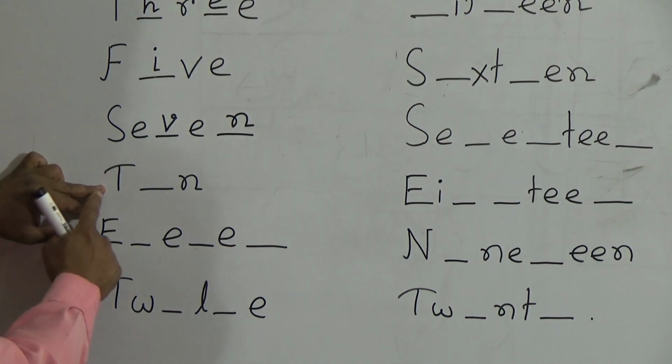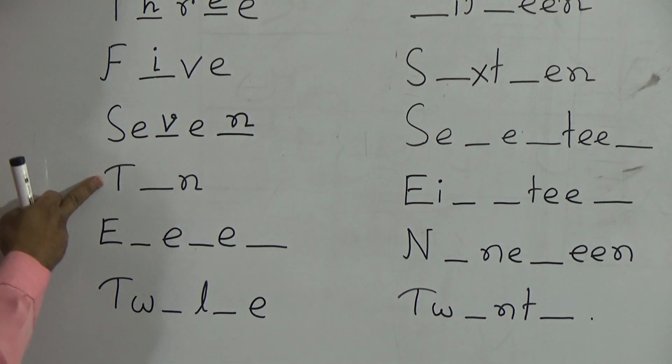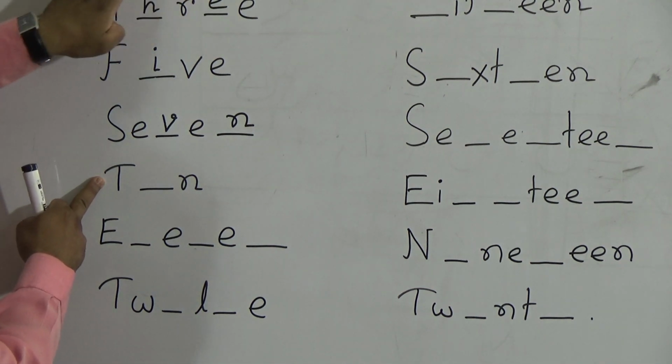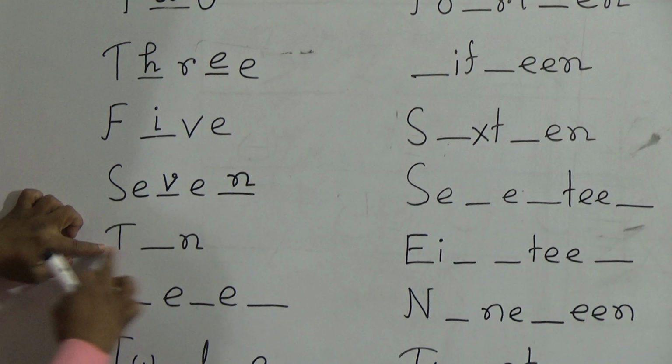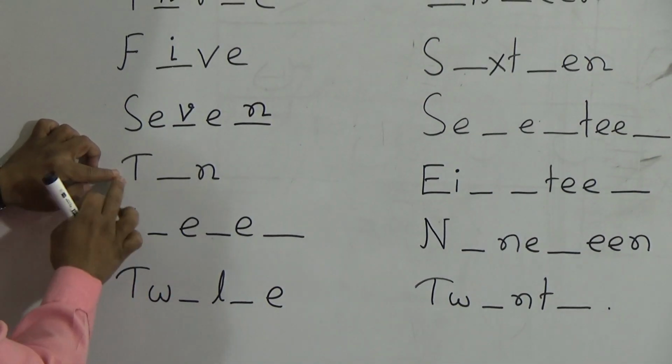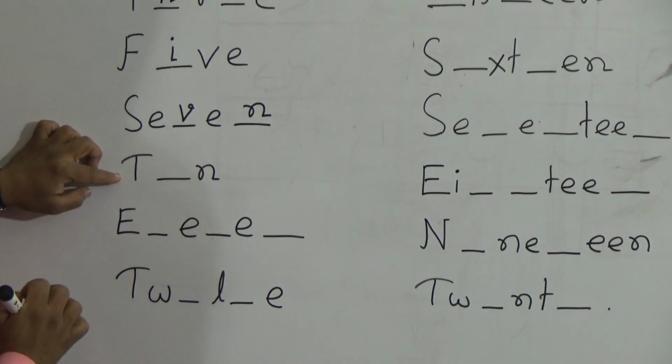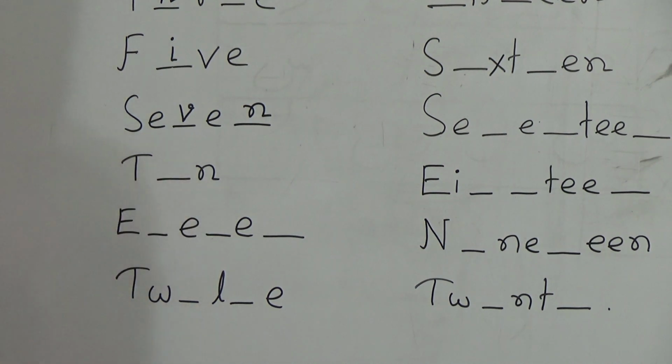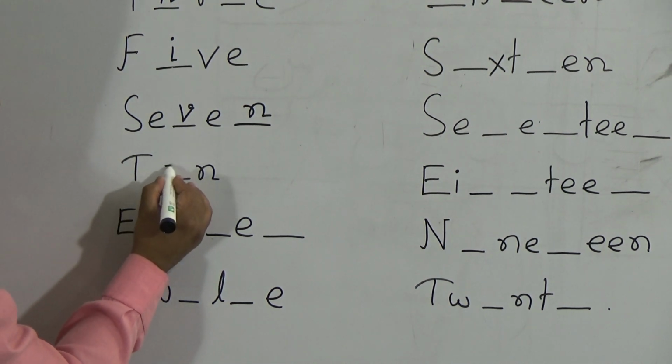The next one is so easy. It's T blank N. Look, it was T blank O, so T-W-O, 2. But it is not O, it is T blank N. It should be T-E-N, 10. The spelling of 10 is T-E-N. So this blank will be filled up with the letter E.